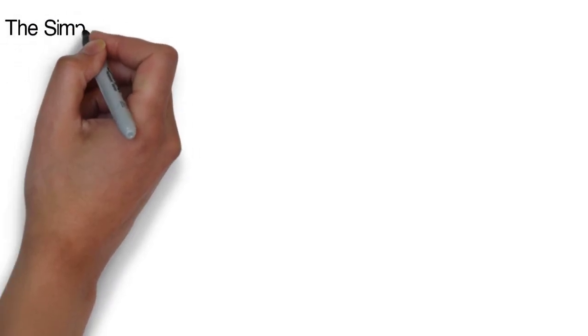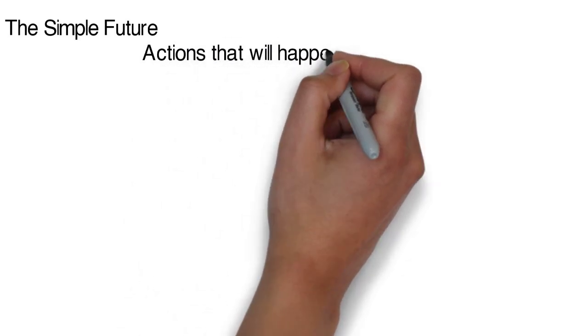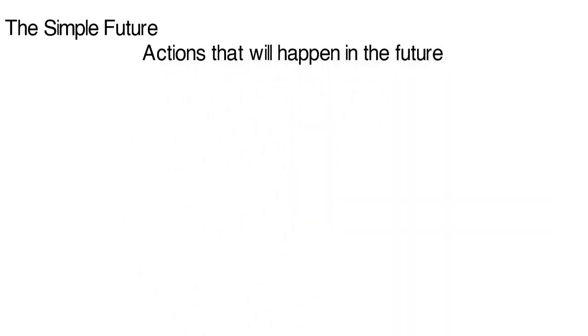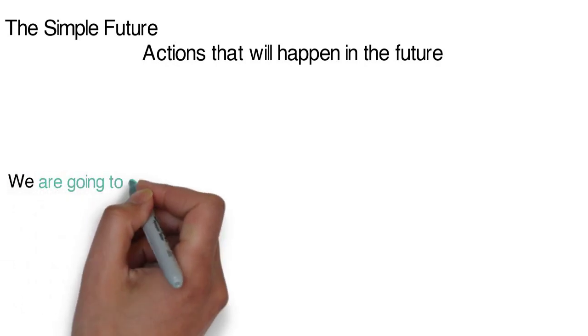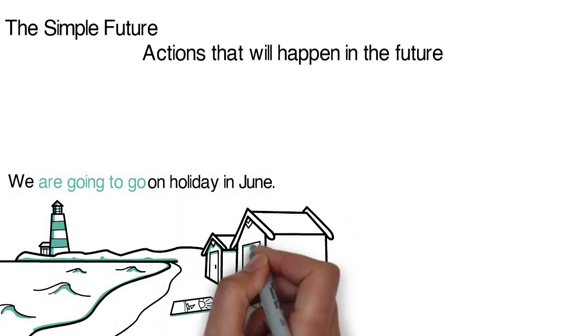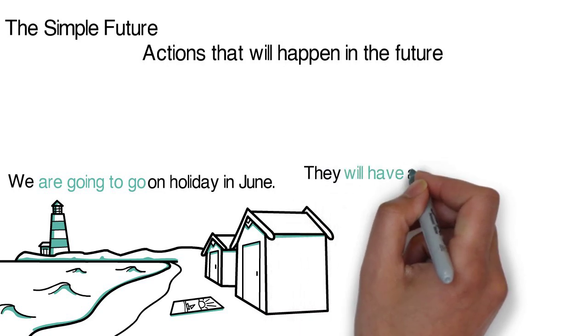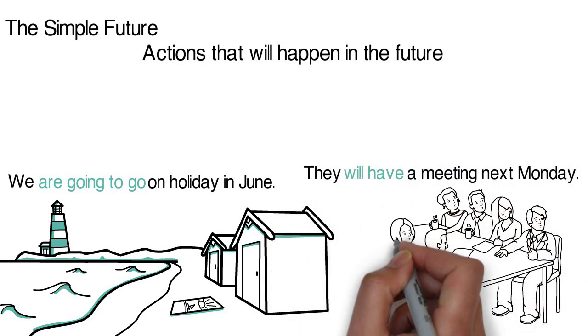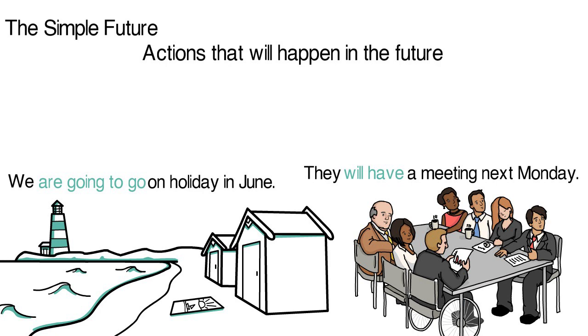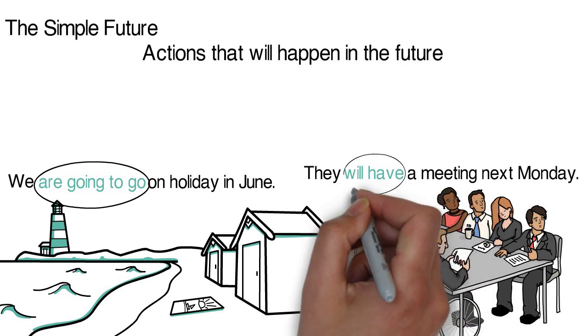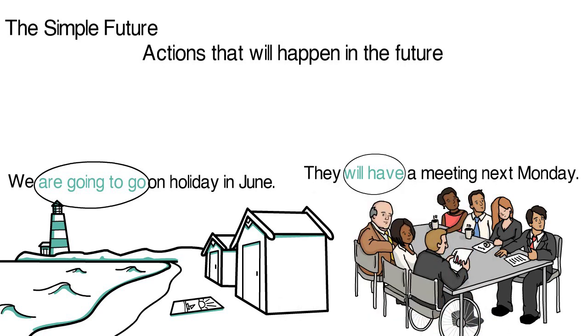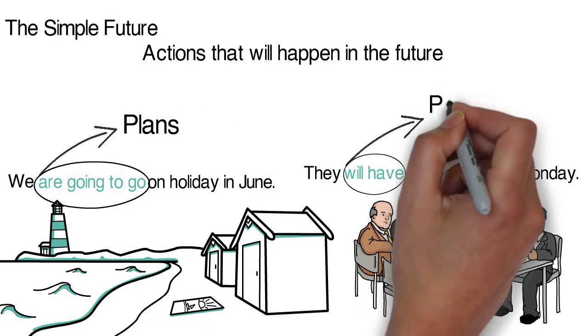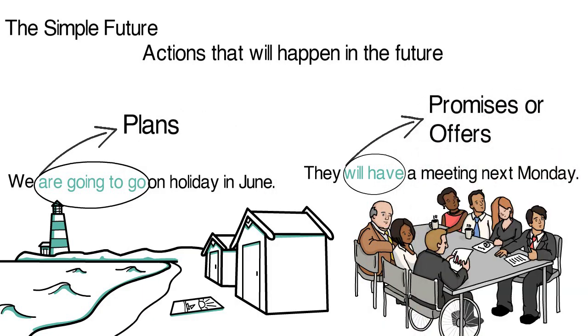Now we move on to the simple future. This tense is used to describe actions that will happen in the future. Things like, we are going to go on holiday in June. They will have a meeting next Monday. In the simple future, we have two forms, be going to plus verb and will plus verb. Be going to is used for plans, and will is used for promises or when we offer something.